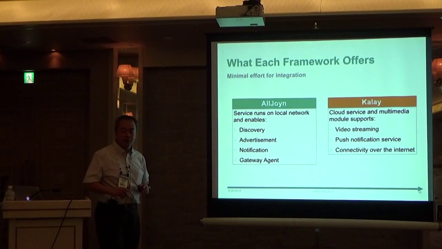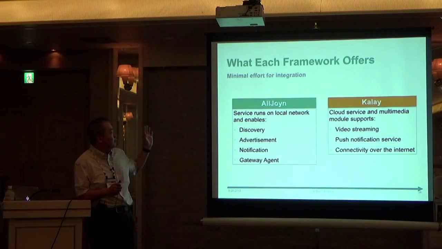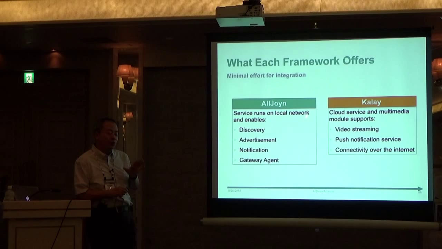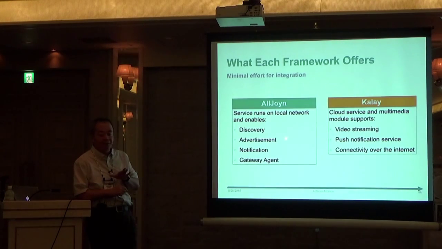So first, we need to know exactly what kind of service, what kind of feature you want to use for the two different frameworks here. For AllJoyn, since it works on the local network, it provides discovery and advertisement of services. It can discover the devices on your AllJoyn network, and it can also show you what kind of device it is and what the device is capable of. So it's very convenient to use this basic service to do the discovery and advertisement for your device here.